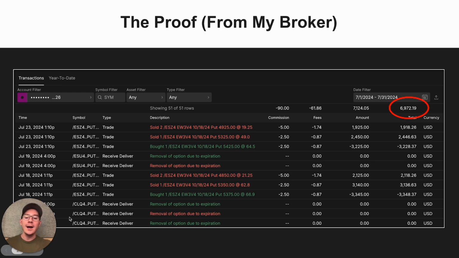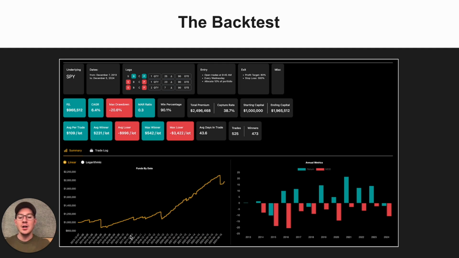Here's proof. Again, here's from one of my best months where I made $6,972 just from this 112 strategy. Here's the back test on it. You can see very consistent and profitable over time. You do have some loss periods, but I'll be showing you some tweaks you can make to it to actually make it perform better. You can see here 90% win rate, so pretty good.